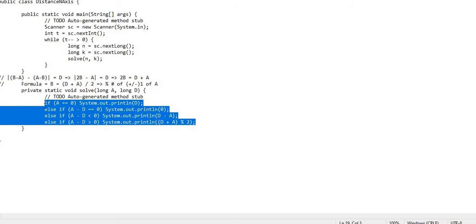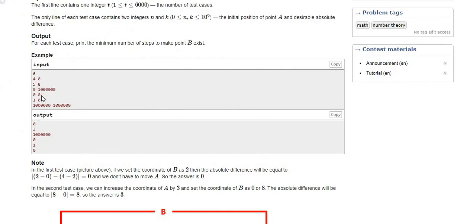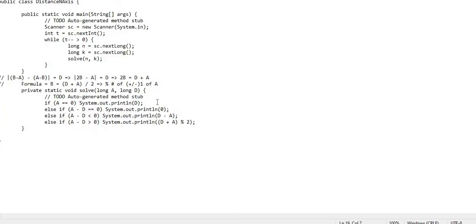Okay, so here if we consider this third case, that is A is 0 and D is, let's say, any value, like 10,000 or 1 lakh or 10 lakhs. In this case, if my A lies on the 0th coordinate, then irrespective of the B value, that difference itself is the B value only. So whenever my A is 0, whatever the difference is, that has to be my B value. So that's why I am simply printing the D over here.